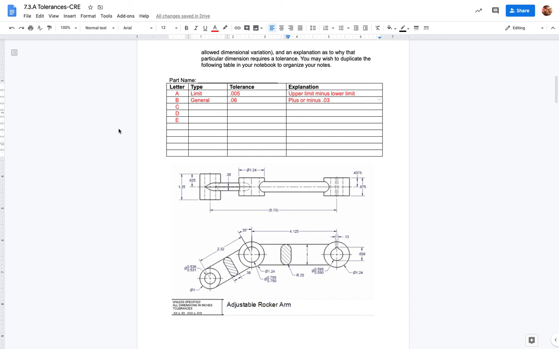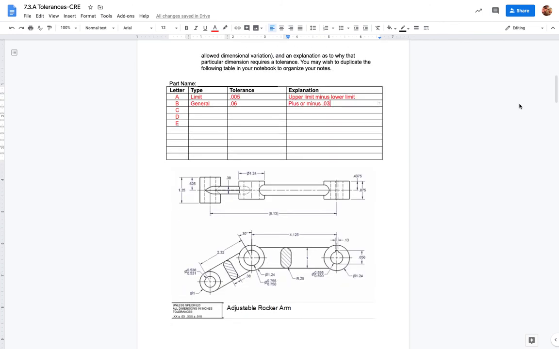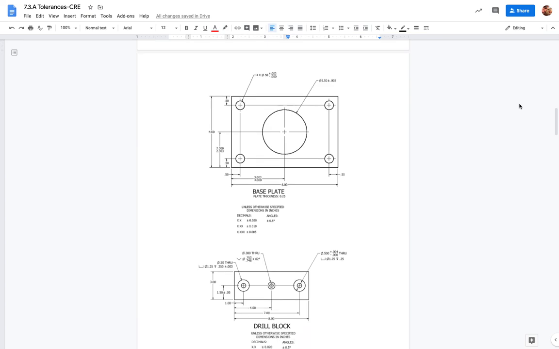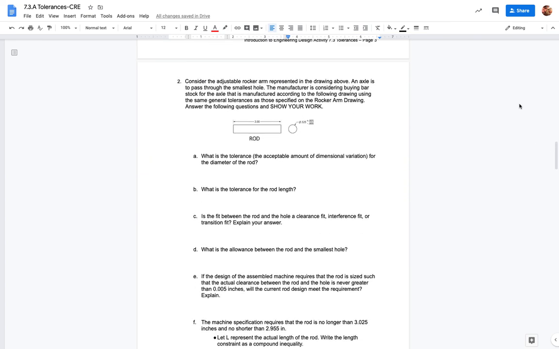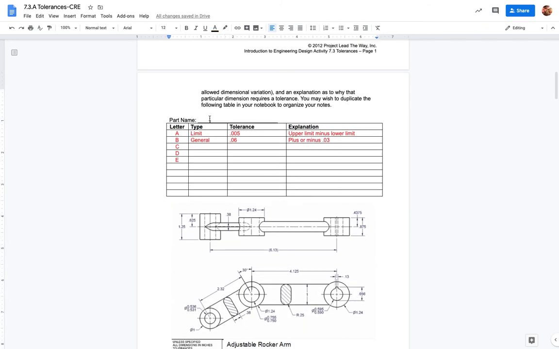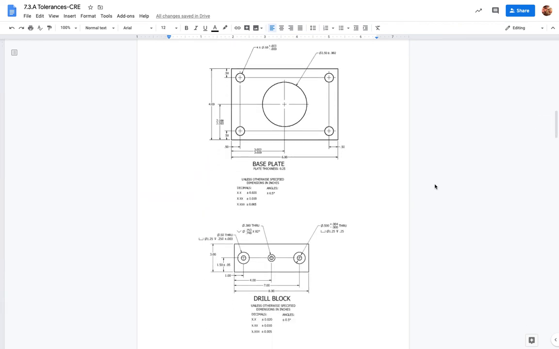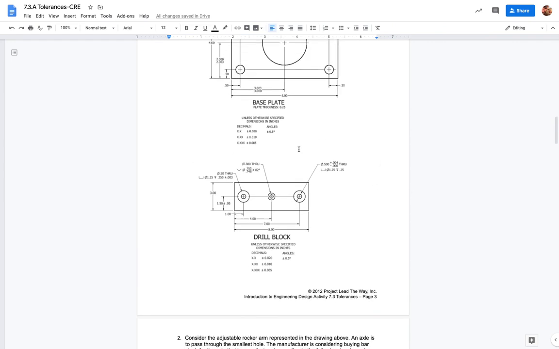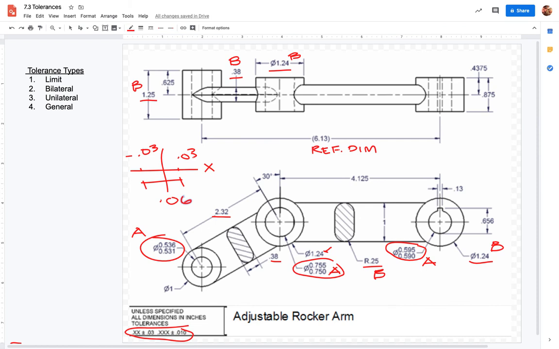So this is basically the idea of what I want you to go through. Now, it's going to get a little tricky because you're going to have to do a whole bunch of these. And all I can say is do the best you can. I will post a template for each part. So this part here is the adjustable rocker arm. I'll post the template of the chart for each part, and then you're going to have to go through each part, look at all the dimensions, and mark it up and label them with those letters. That's the part that you're going to have to figure out how to do.